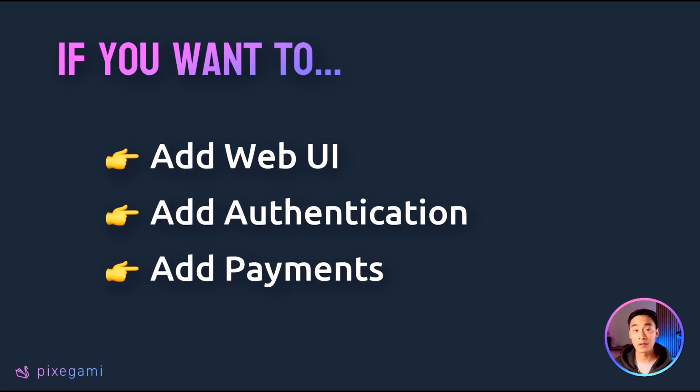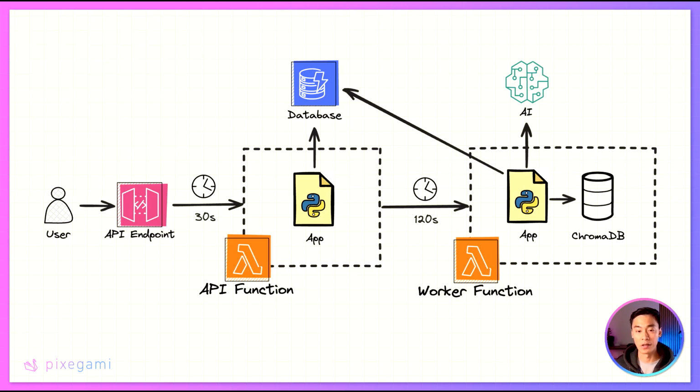Eventually, you might want to use this app as a part of a larger service. For example, you might want to add a web UI to it, or turn it into a product by adding authentication and payments. But no matter what it is you want to do, the first step is to give this app an API endpoint to make it accessible. That's why the goal of this video is to create a fully functional API for our AI app that is hosted on the AWS cloud. It might look complex right now, but I'll walk you through every step of the way.